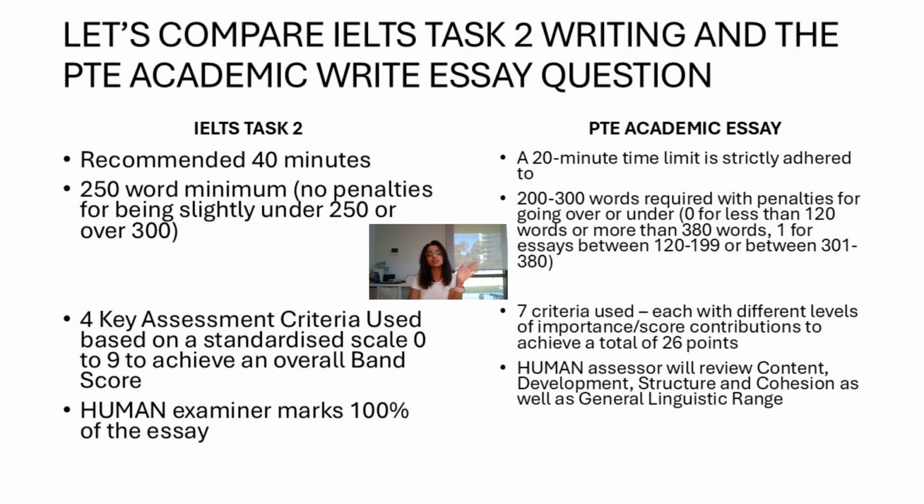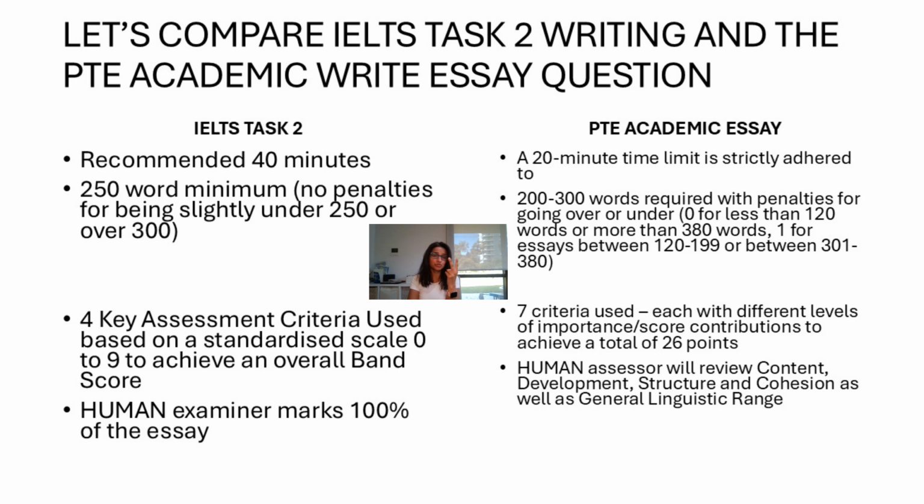Okay, for IELTS Task 2, they recommend 40 minutes, and in that 40 minutes, they would like an academic essay with 250 words minimum, with no penalties if you are slightly under 250 or well over 300. Okay, PTE Academic, you are given 20 minutes, and this time limit is strictly adhered to write 200 to 300 words. There are penalties. If you write less than 120 words or more than 380 words, you get 0 for form. If you write between 120 and 199, or between 301 and 380, you get 1.